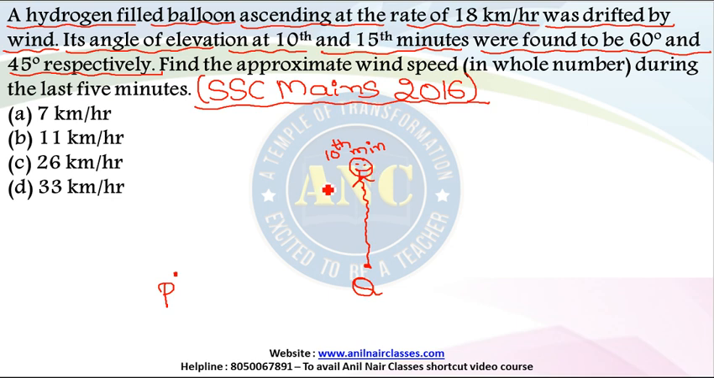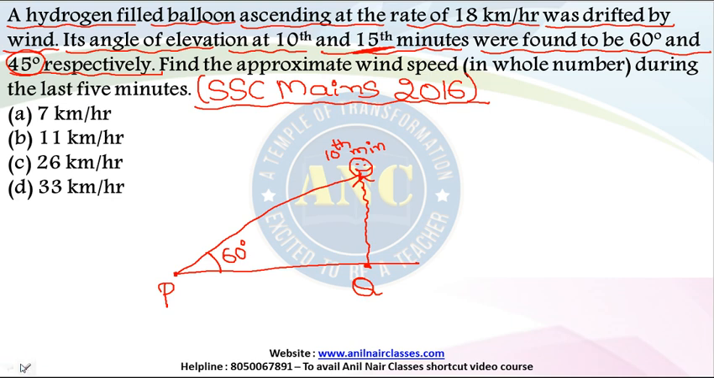At this point, at the 10th minute, the person sees this balloon and the angle of elevation is found to be 60 degrees. That means for the 10th minute, the angle of elevation is found to be 60 degrees. And at the 15th minute, the angle of elevation was found to be 45 degrees.